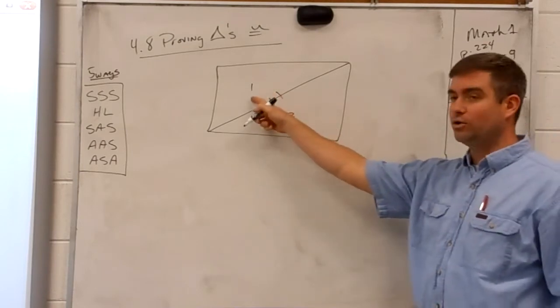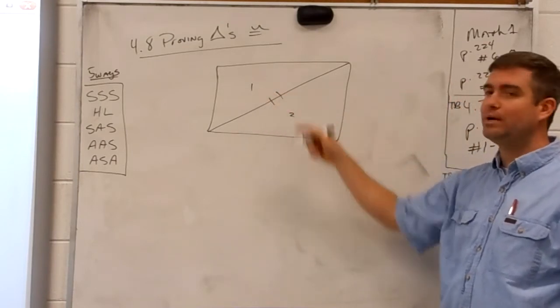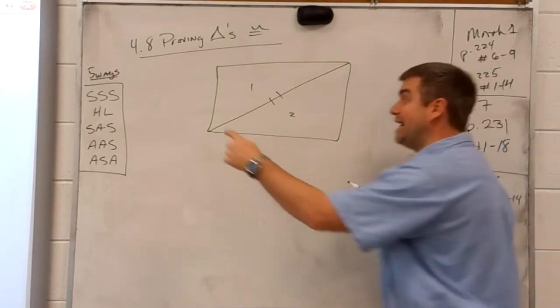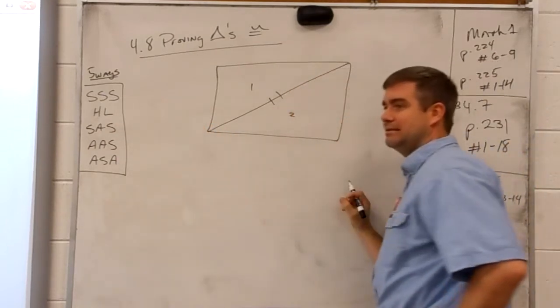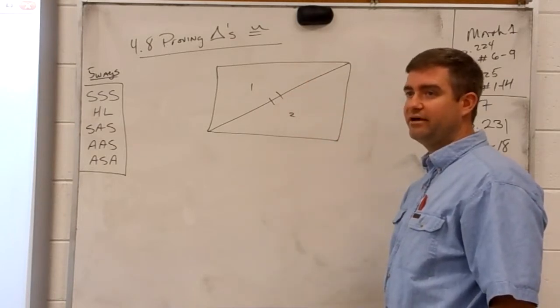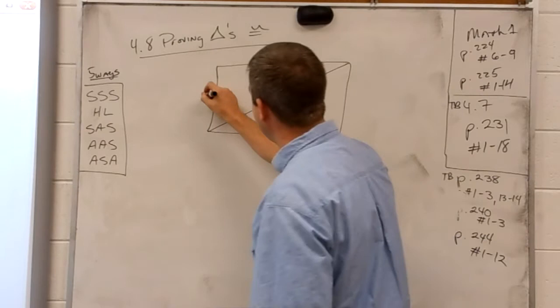I know that triangle 1 has that side and triangle 2 has that side, and by definition it has to be the same. So can I now say side, side, side? Can I say yes, these two triangles are congruent? No, I don't have enough information. You only have S.